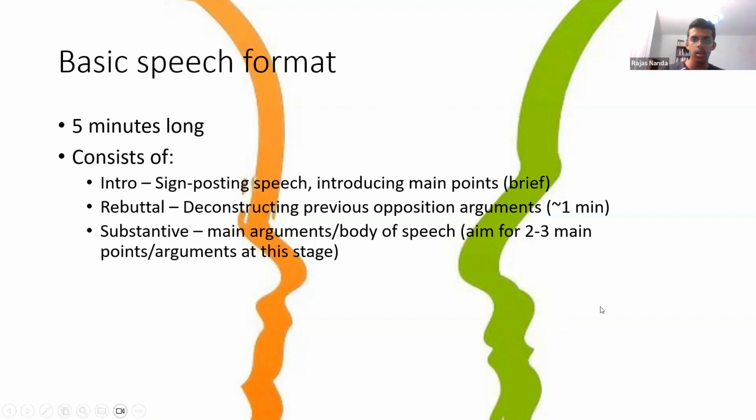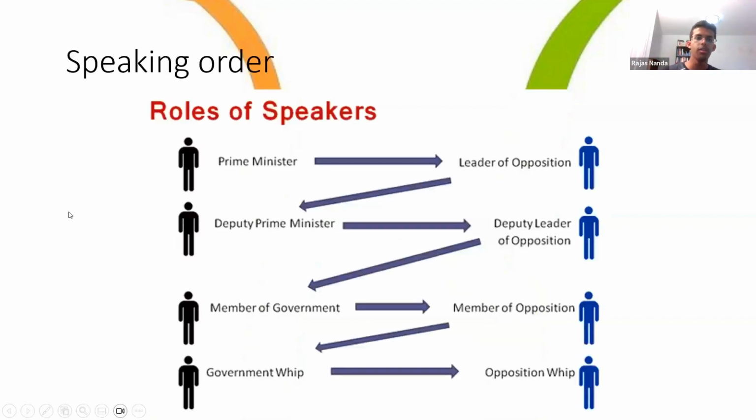Cool. So moving on, this is the speaking order. As I've mentioned previously, there are 8 speakers. You can see, the top left here, these 2 people, Prime Minister and Deputy Prime Minister, are on a team together. Then opposite them, Leader of Opposition and Deputy Leader of Opposition are on a team together. And similarly, bottom left is a team, bottom right is a team. They're all pairs of 2.